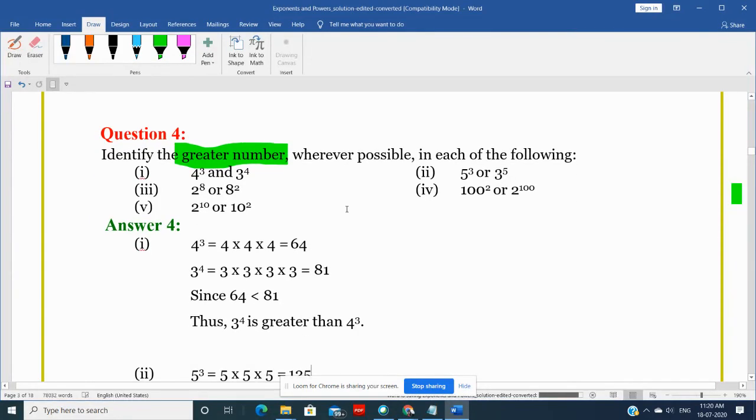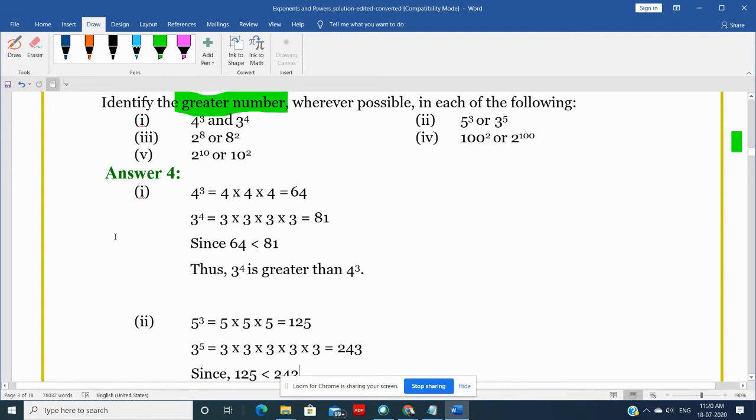Question 4 says identify the greater number. Which one is greater? 4 raised to 3 or 3 raised to 4? So naturally, for that you need to find out the value of it. What is the value of 4 raised to 3? That is 4 cubed, 64. What is the value of 3 raised to the power 4? 81. Now you can see that 64 is less than 81. You can easily say that 81, which is actually 3 raised to the power 4, is greater than 4 raised to the power 3, that is 4 cubed.